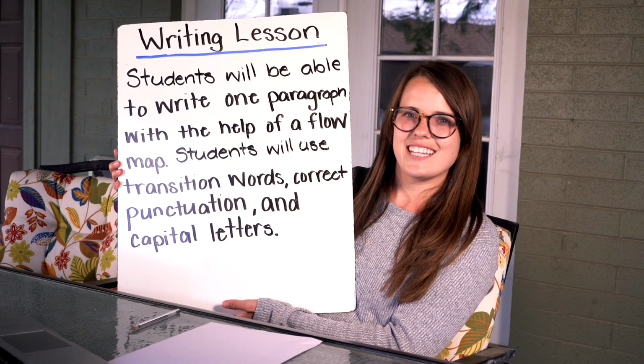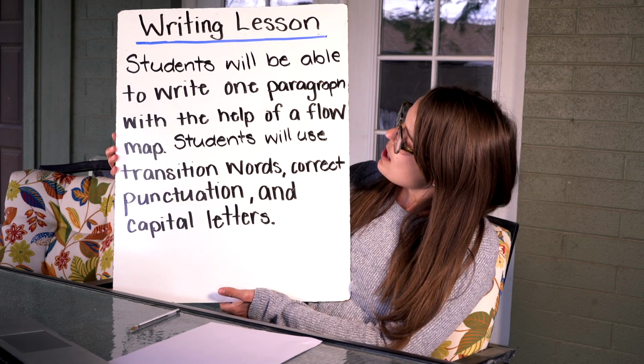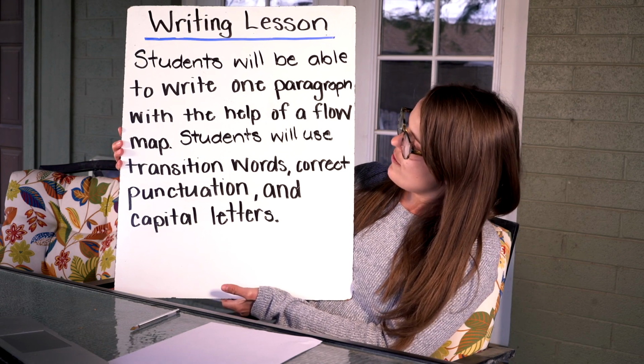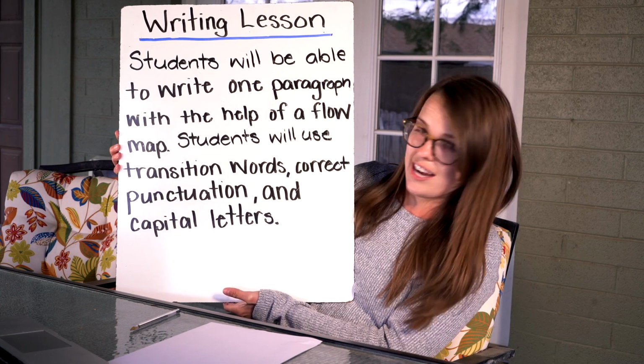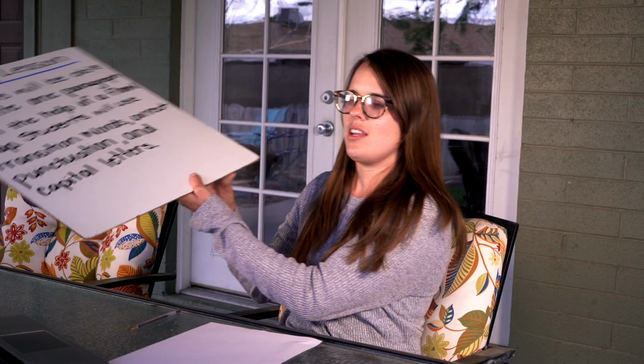Our goal this week is the same as last week. Students will be able to write one paragraph with the help of a flow map, and students will use transition words, correct punctuation, and capital letters. We are still working on our I Survived books, and today we're going to write a second chapter or a second paragraph to go with it.